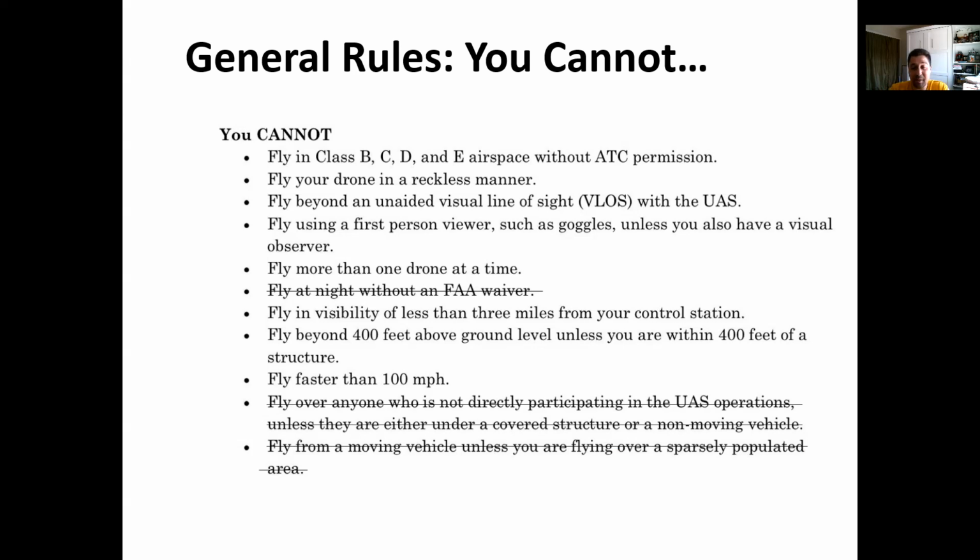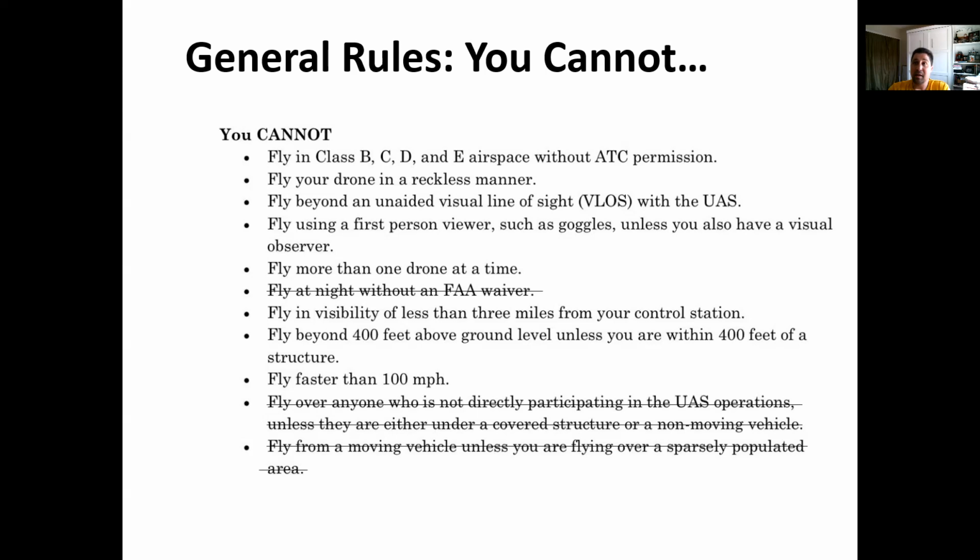Well, you can't fly your drone in a reckless manner. No one's going to give you approval for that. So I stand corrected. But yeah, fly beyond an unaided visual line of sight. We already said that. Fly using first-person goggles unless you have a visual observer. So yeah, that's those cover-up-your-face kind of virtual reality things. As long as somebody is with you and can point out if something's going on as your observer, those are totally fine. But you're not supposed to do it just by yourself. These are rules. I don't make them up. These are the rules.